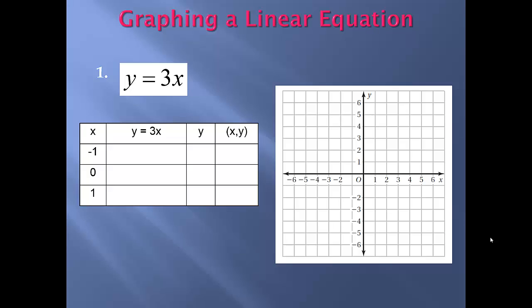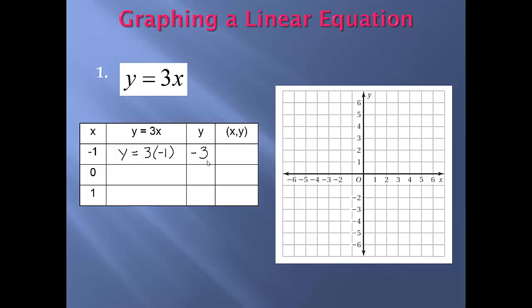So for number 1, we have the equation y equals 3x. We're going to use this table to help us graph this linear equation. We're going to use the x values of -1, 0, and 1 to help us solve. So first we're going to plug in -1 for our x in our equation. So we would have y equals 3 times -1. 3 times -1 equals -3, so our y value would be -3.